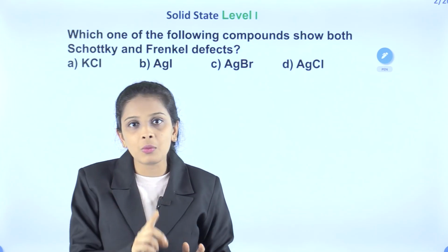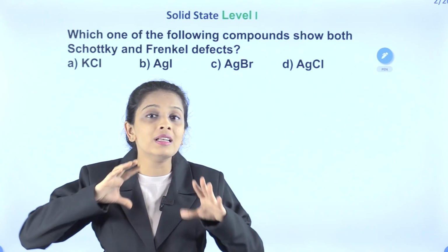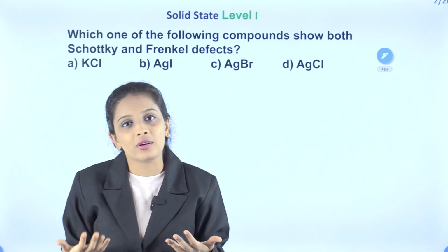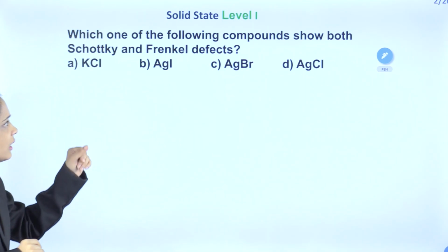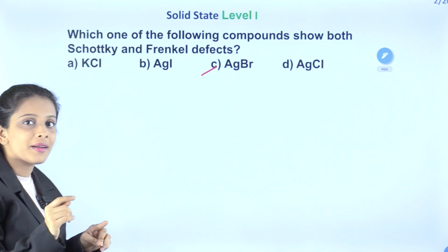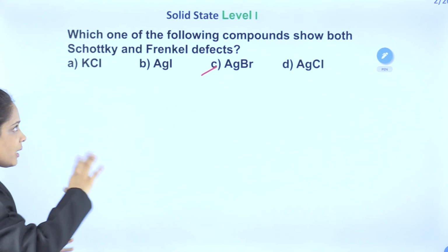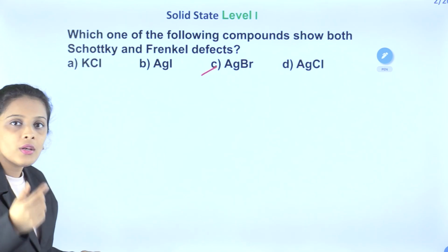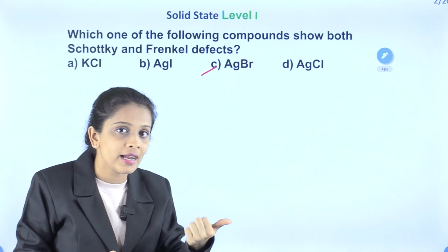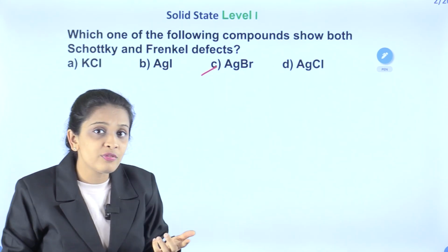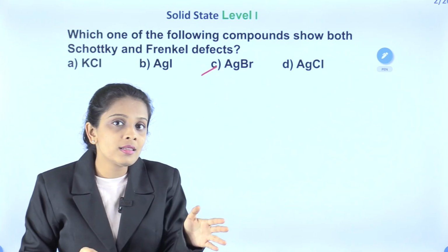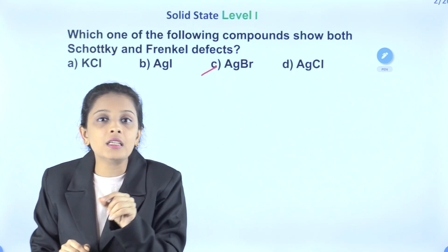Okay, I am giving you the answer for this, but I also want you to learn why it is showing both Frenkel as well as Schottky defect. For that, the answer for this question is AgBr, but let's try to understand why. See, in Schottky defect, cation and anion both are missing from their original sites. While for Frenkel defect, a cation or any ion is missing from its original site and is present in the interstitial site.